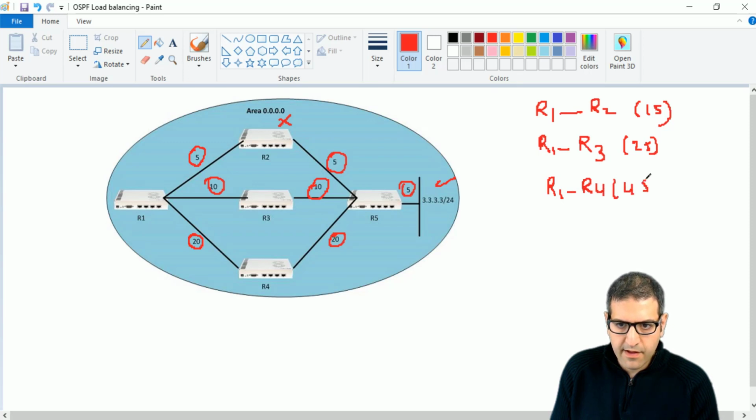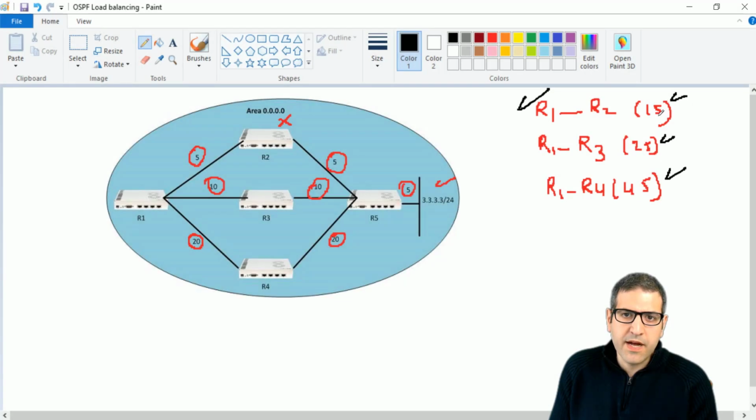So we have 15 via router 2, via router 3 he needs 25 as total cost, and via router 4 he needs 45. These costs are not similar. You can see that's 15, that's 25, and that's 45. Even though all the routes are now listed inside the link state database of router 1, router 1 will only choose this one, and he puts it in his routing table.